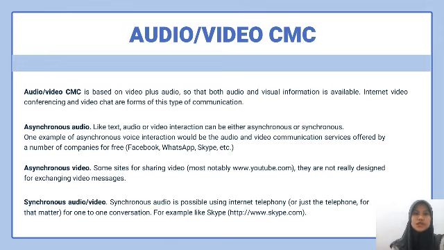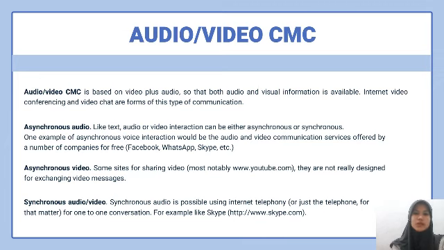Audio or video CMC is based on video plus audio, so that both audio and visual information is available. Internet video conferencing and video chat are forms of this type of communication. So let's discuss audio or video CMC in terms of asynchronous and synchronous. First, asynchronous audio. Like text, audio or video interaction can be either asynchronous or synchronous.